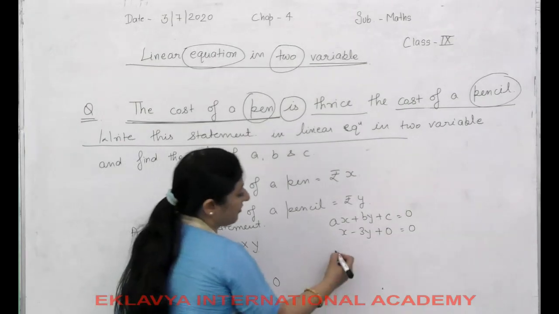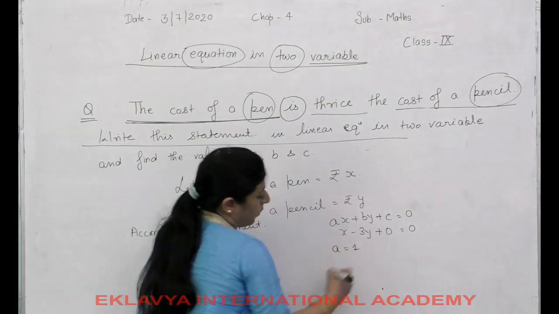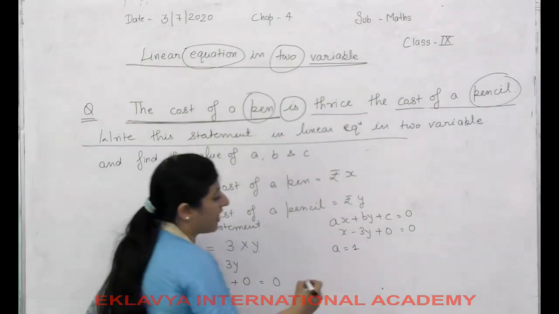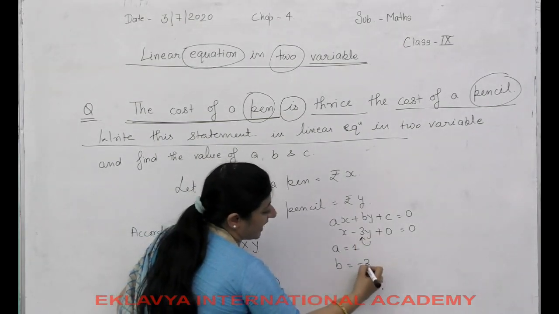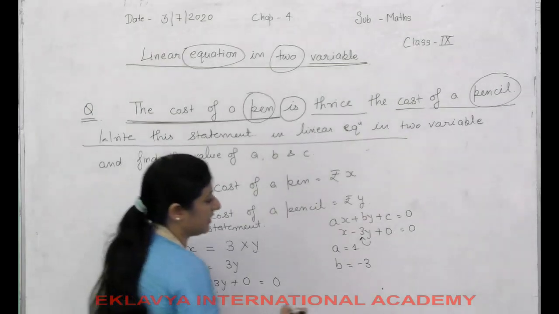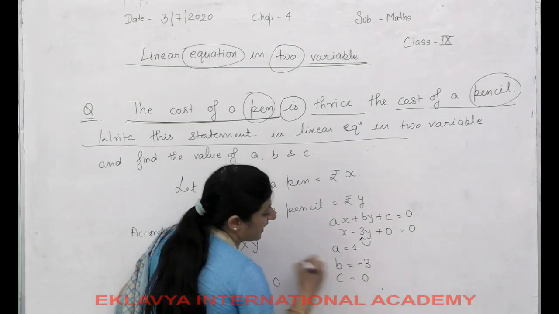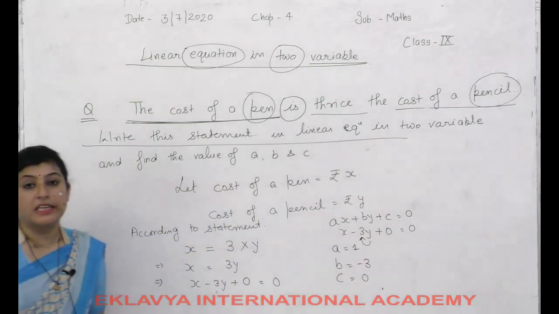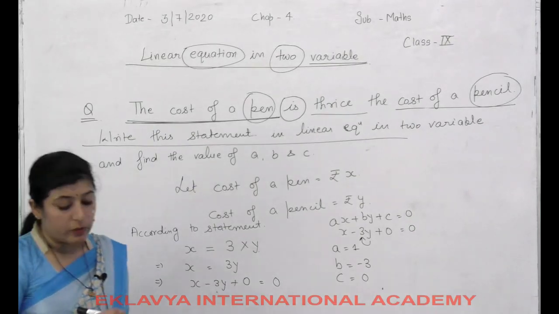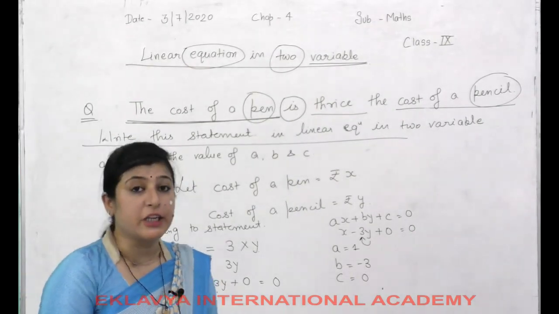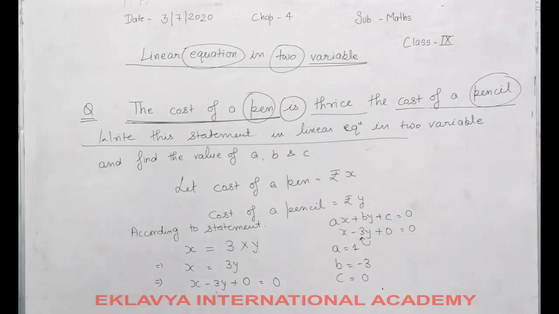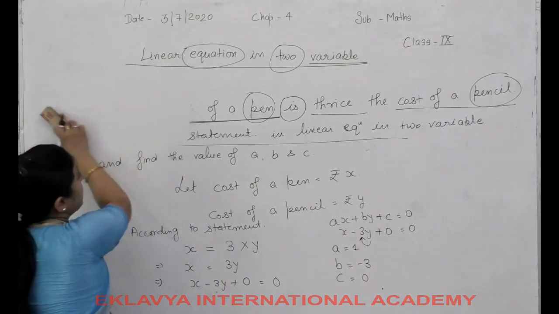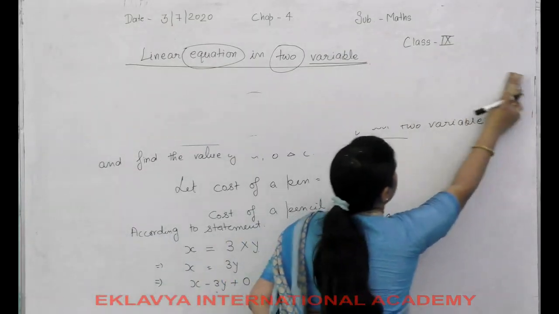Then value of a is equal to 1. Value of b, coefficient of y, that is equal to minus 3. Value of c, that is equal to 0. This way we can write down any type of linear equation in two variables from a given statement. Suppose any other example I will take.